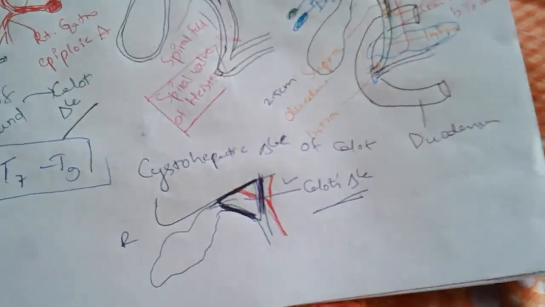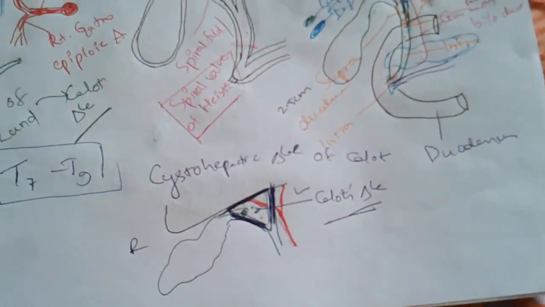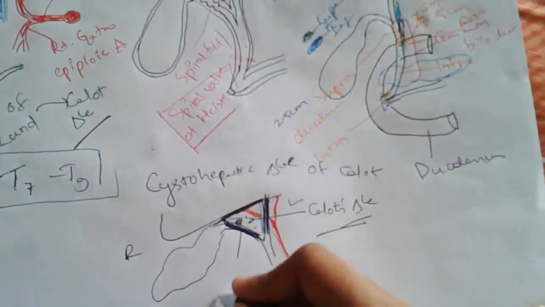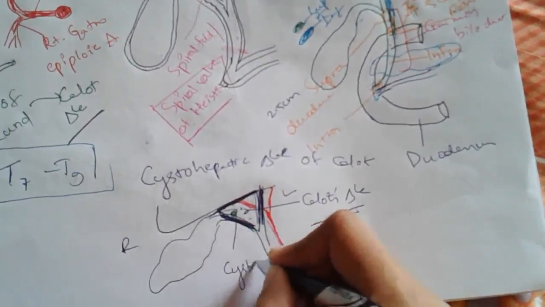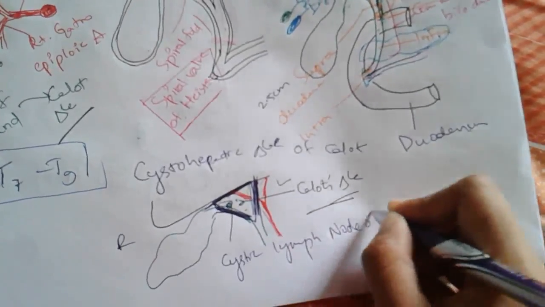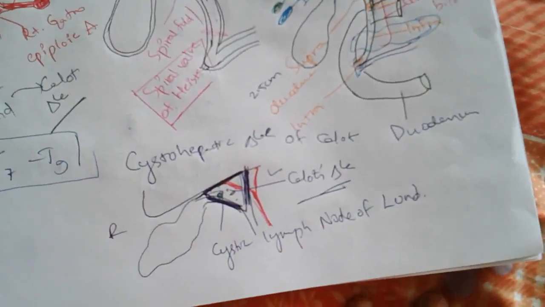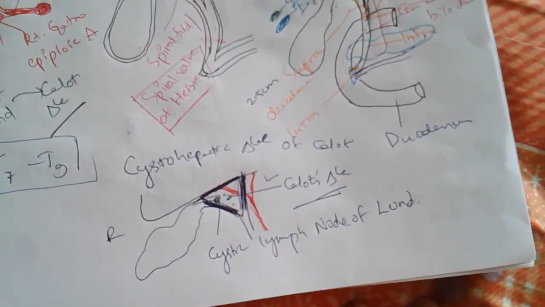What is present in Calot's triangle? Mainly Calot's lymph nodes are present in Calot's triangle. This lymph node is called the cystic lymph node of Lund, L-U-N-D. So this is the cystohepatic triangle or Calot's triangle.